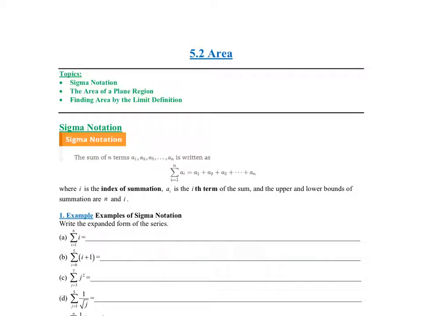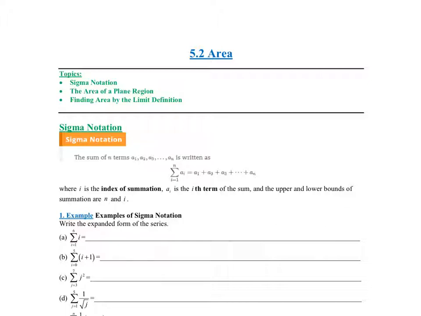Section 5.2 is on area. Now this might seem a little out of context. It's not necessarily integration yet. It's definitely not derivatives yet, so it's not something like we've done, but what we're doing is going to set a stage to understand why we care about antiderivatives. And one of the most useful applications of antiderivatives is to find the area beneath a curve.